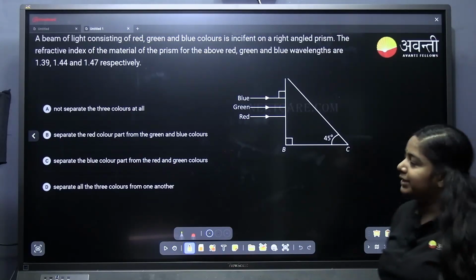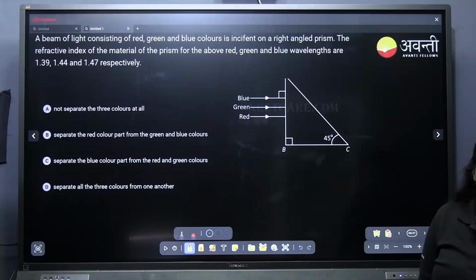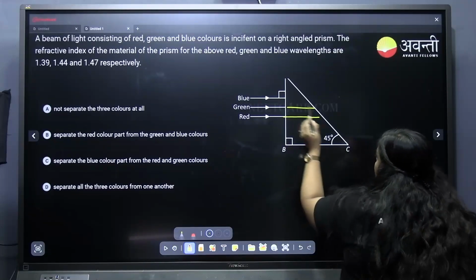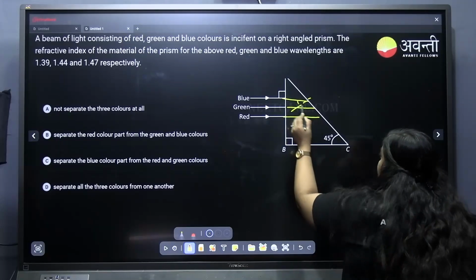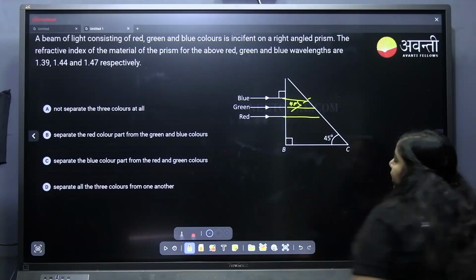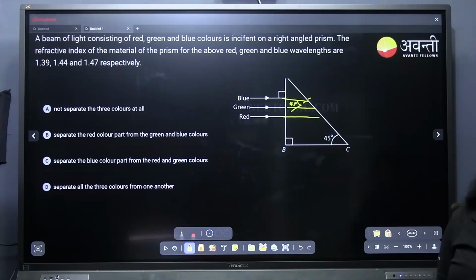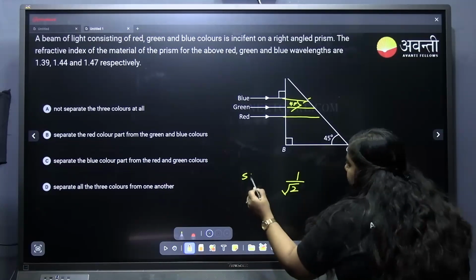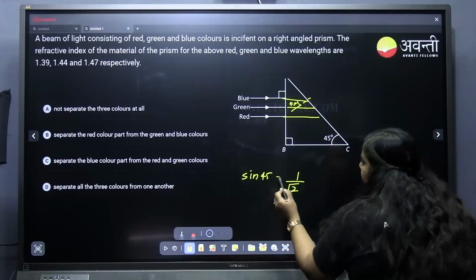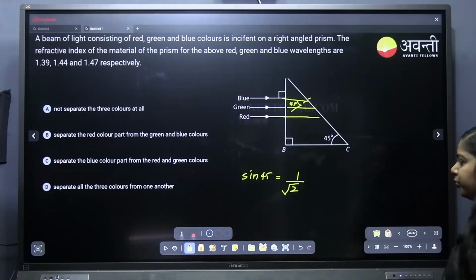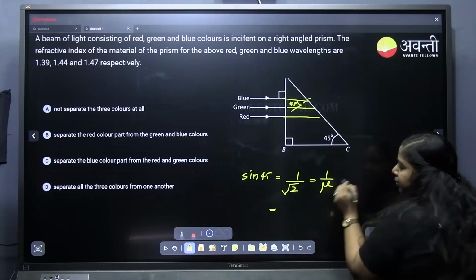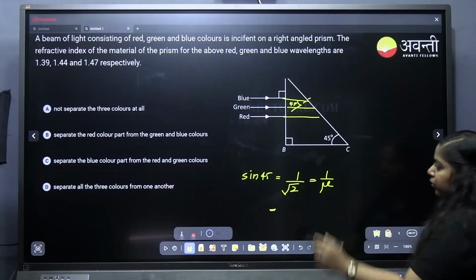Now if you are seeing sin theta c, if this angle is 45, they will all be incident at what angle? 45 degree. And sin 45 is equal to what? That you will get as 1 by root 2. Sin 45 equal to 1 by root 2. If you find this is equal to 1 by mu, then mu equal to what?